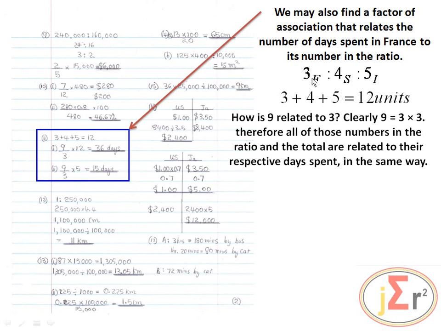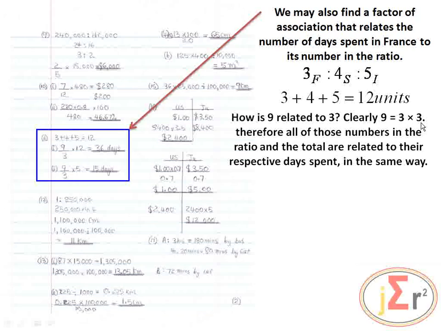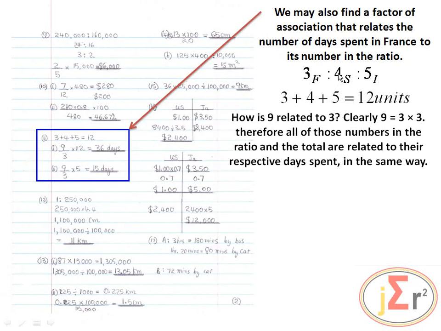So we have 3 related to the number of days by multiplying by 3. Therefore, 4 will be related to the number of days spent in Spain by multiplying by 3. And the same for Italy, related to the number of days spent in Italy by multiplying 5 by 3. The same is true for 12, because in all we have 12 units. The factor of association is 3.